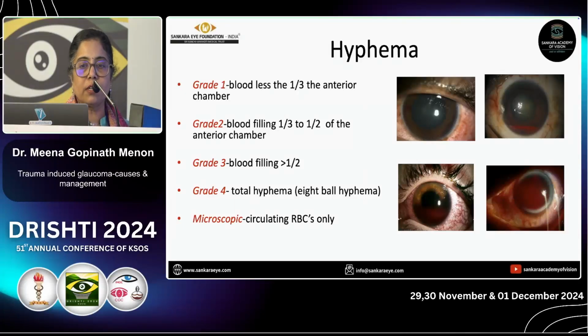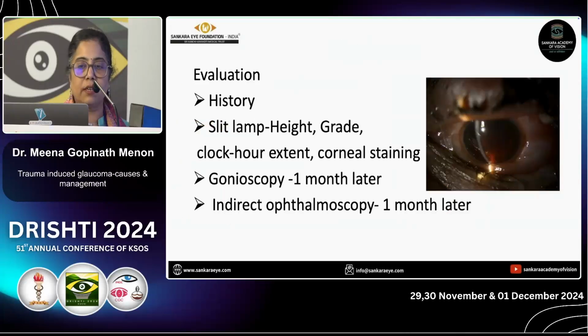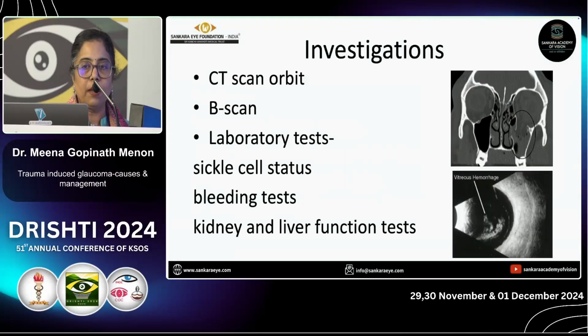Hyphema, as you all know, has different gradings which range from grade 1 to grade 4, as shown in the picture, the last picture being an 8-ball hyphema. Then you have this microscopic entity also, which is just the circulating RBCs. A thorough evaluation is a must when we see a hyphema case. Gonioscopy and indirect ophthalmoscopy, there is no hard and fast rule about 1 month. It can be even as early as 2 weeks that we can do a gonioscopy.